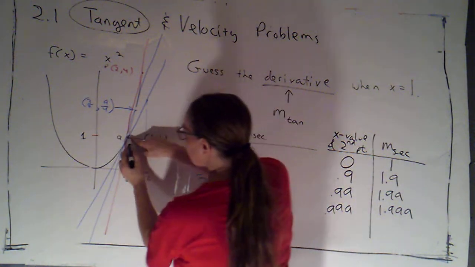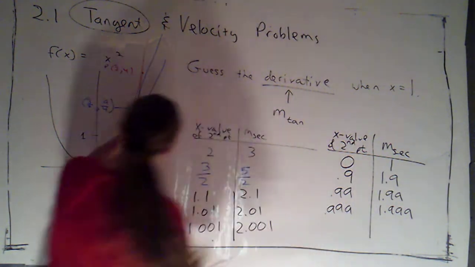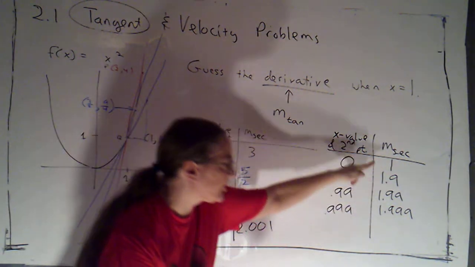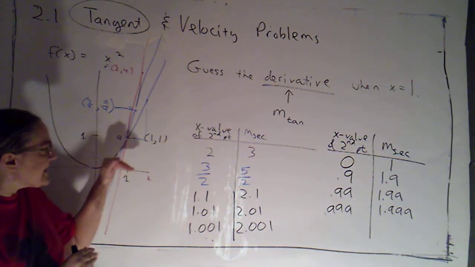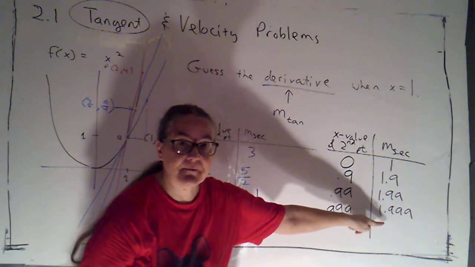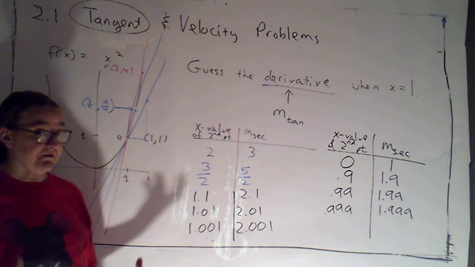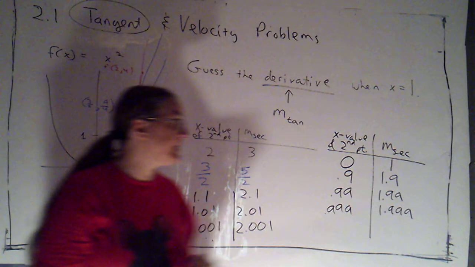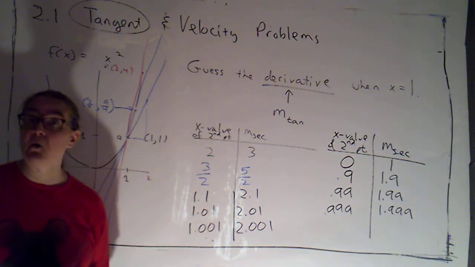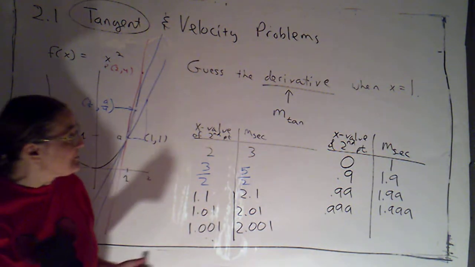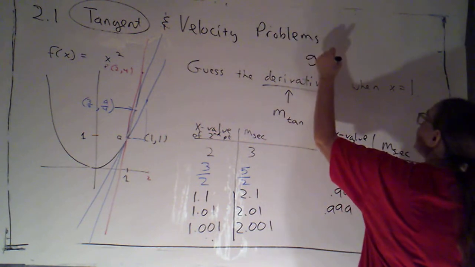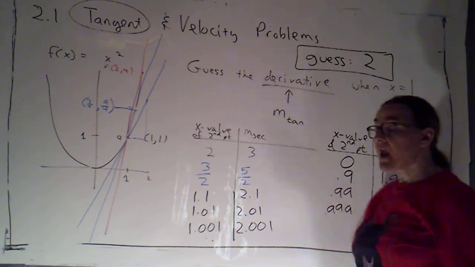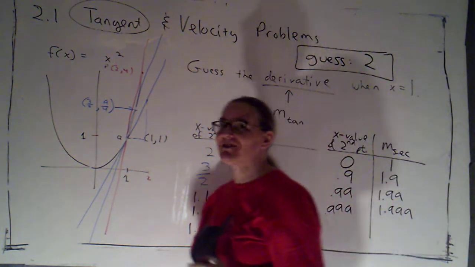So if I choose a point to the left, I'm going to be getting slopes that are less steep than my tangent line, so smaller positive numbers, but the closer I get to 1, the bigger these numbers get. Okay. So I am very confident that the actual derivative, the actual slope of the tangent line, is between 1.999 and 2.001. I think 2 is a reasonable guess. So that's our guess. Based on this table of values, it's just a guess.